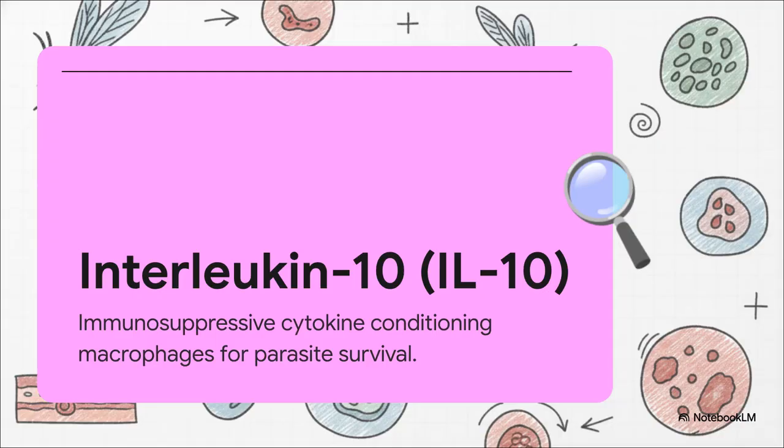Which brings us directly to trap number 9, the immunology trap. Now, normally, a Th1 immune response is what protects you, right? But examiners will try to bait you with IL-10. Listen, interleukin-10 is an immunosuppressive cytokine. In visceral leishmaniasis, IL-10 is the major bad guy. It actively downregulates nitric oxide and conditions the macrophages so the parasite can survive and thrive. Don't fall for it on test day.